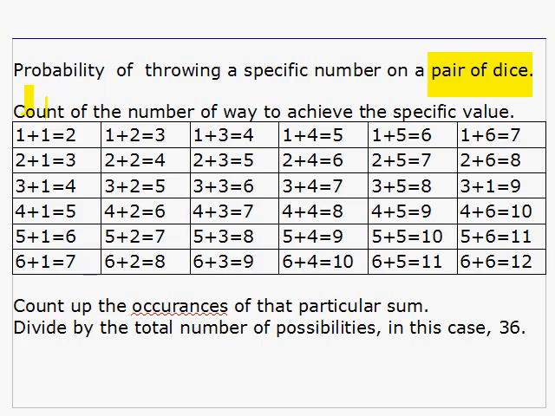So to find the probability of any particular sum, you do the same thing that you did before. You count up the number of occurrences. Let's say you want to throw an 8. So that will give you an 8. That gives you an 8. Here's another 8, and here's another 8. So there's 5 possibilities. And then you divide by the total number of possibilities, in this case 36. So your probability of throwing that 8 is 5 over 36.